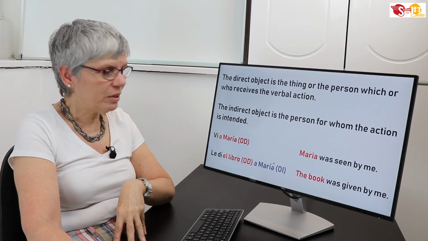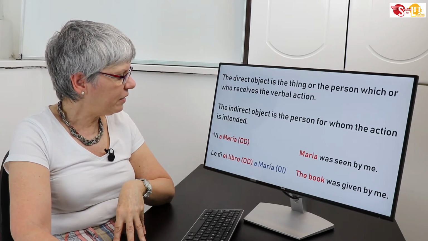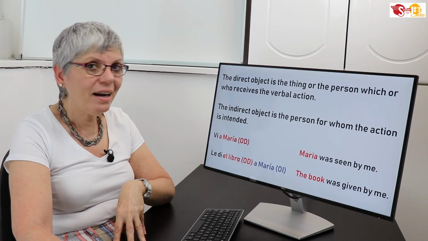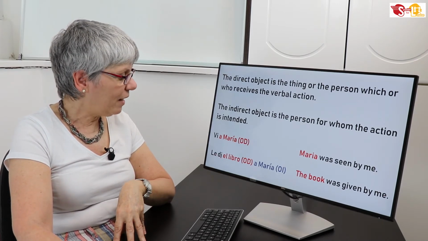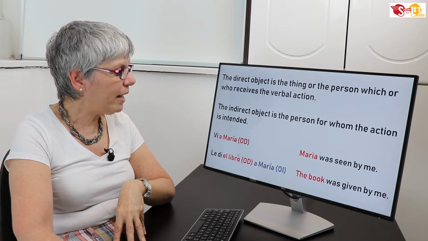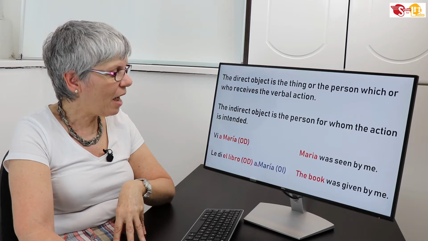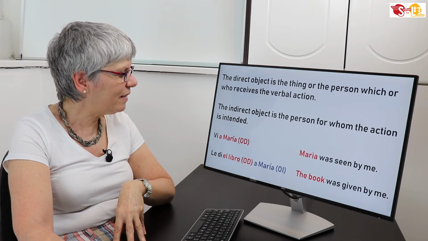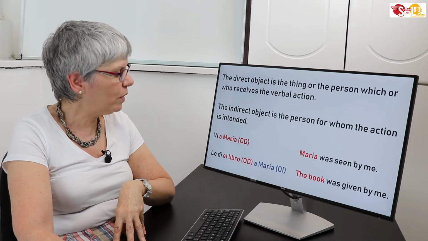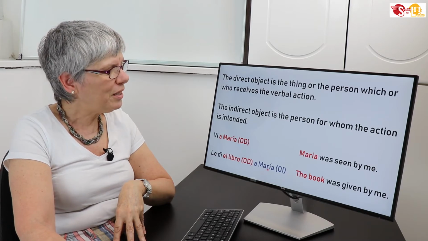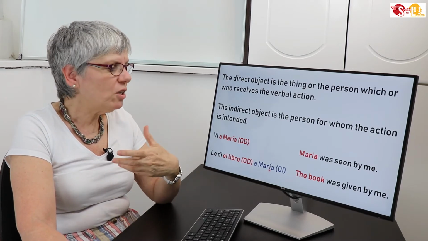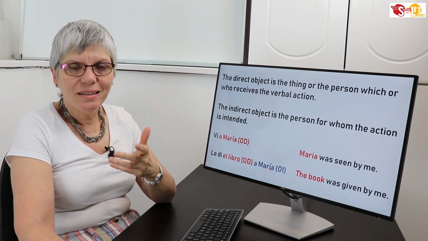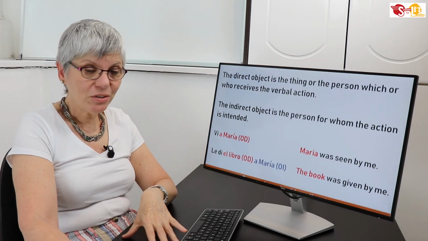And this is a very important point because, as you can see, in the first sentence, I saw Mary, vi a María, a María is the direct object. But in the second one, le di el libro a María, now el libro is the direct object and a María is the indirect object. So if you are able to recognize that the same words could be something different in one sentence or the other, it will be really useful for you when trying to understand why we put me, te, lo, la, etc. in a sentence. Okay, let's continue now.